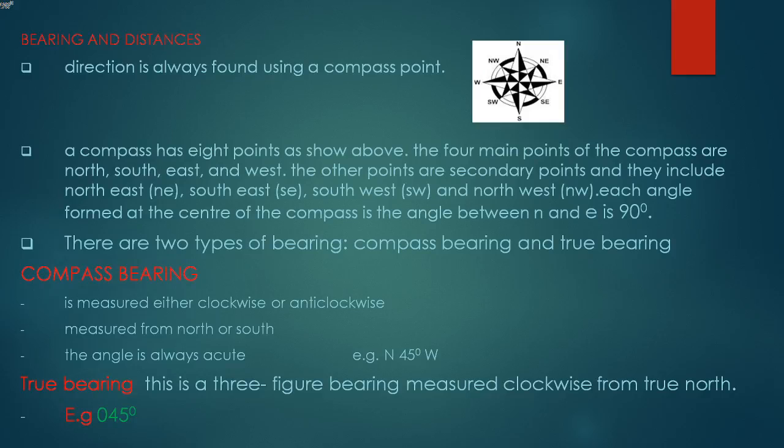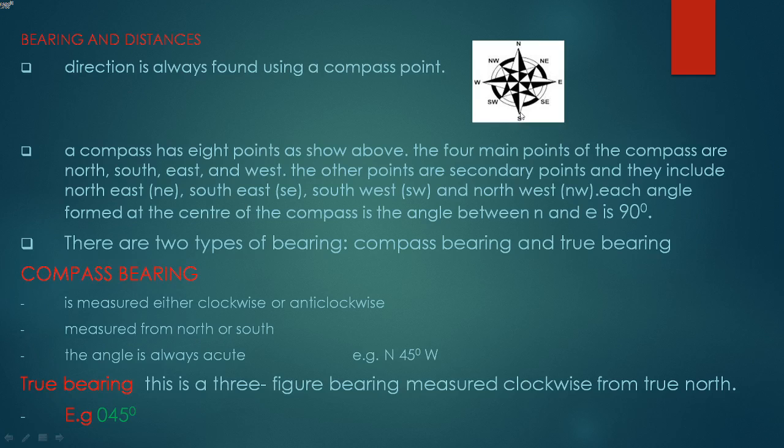Yes, welcome to today's topic, that's bearing and distance. Directions are always found using a compass point. This is a compass point which has 8 points, whereby we have the main 4 points of the compass, which are the north, the south, the east, and the west. This is the east side and this is the west side. Those are the 4 main points.